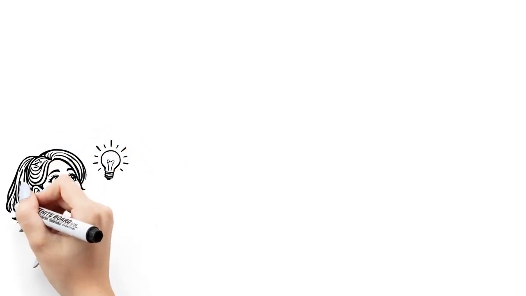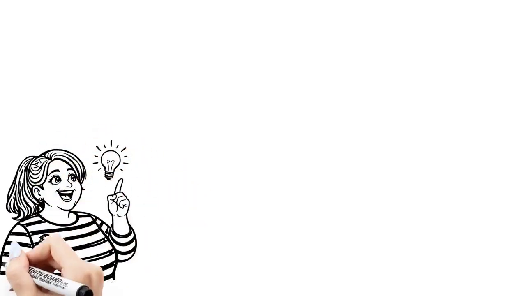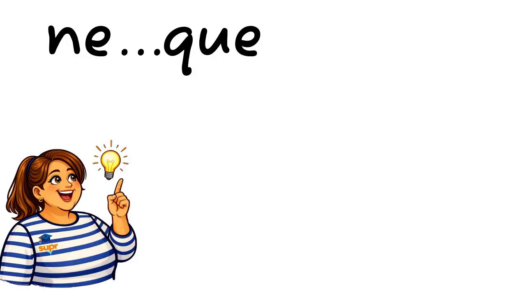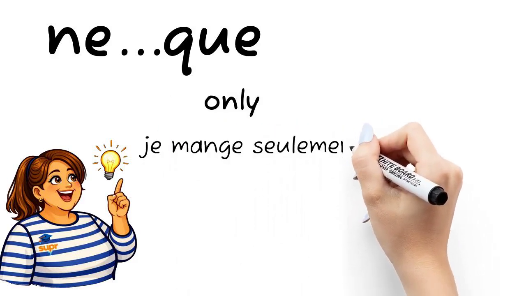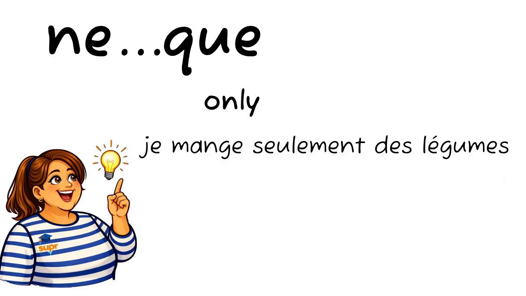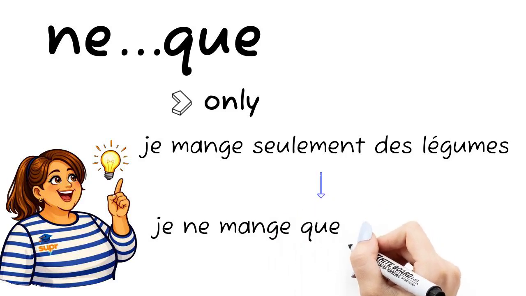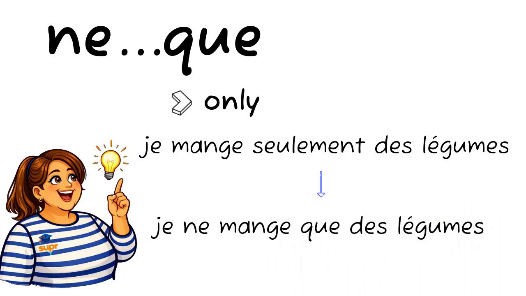Now let's look at our final negative structure, ne que. Ne que is special because in English it means only, which isn't a negative. And in French we could use seulement, like je mange seulement des légumes, I only eat vegetables. But in French we generally use ne que to mean only. So we would do the same as we always do, je ne mange que des légumes, I only eat vegetables.